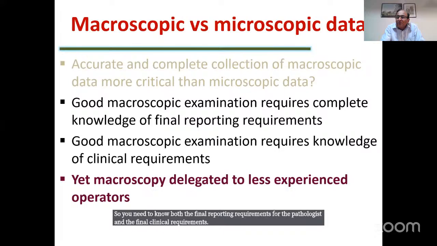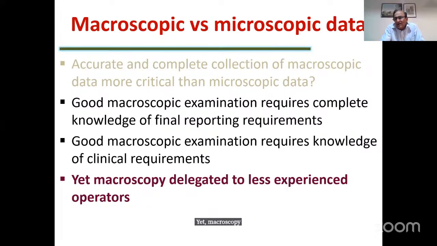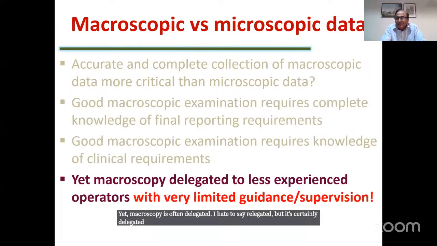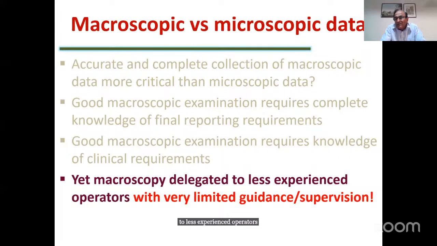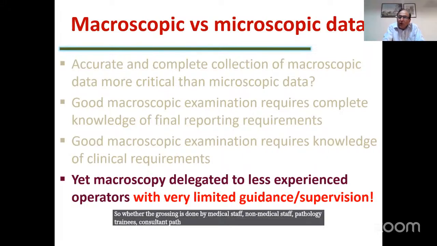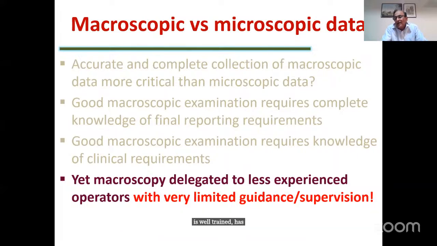Yet, macroscopy is often delegated. I hate to say relegated, but it's certainly delegated to less experienced operators, and most critically, with often very limited guidance and supervision. Let me make it very clear. I have no problem with who is doing the cut-up. Whether the grossing is done by medical staff, non-medical staff, pathology trainees, or consultant pathologists, it doesn't matter, provided the person who's doing it is well-trained, has the guidance, and is able to get help where necessary.